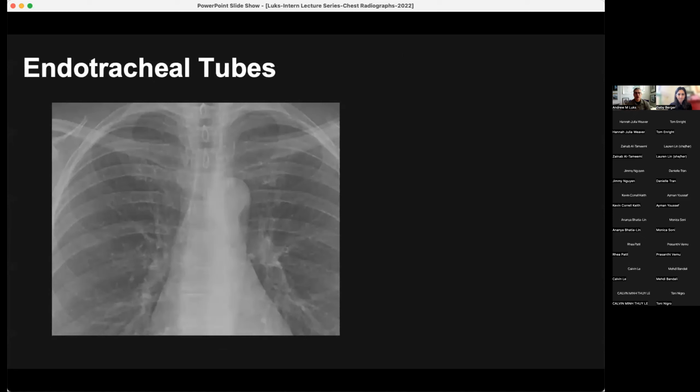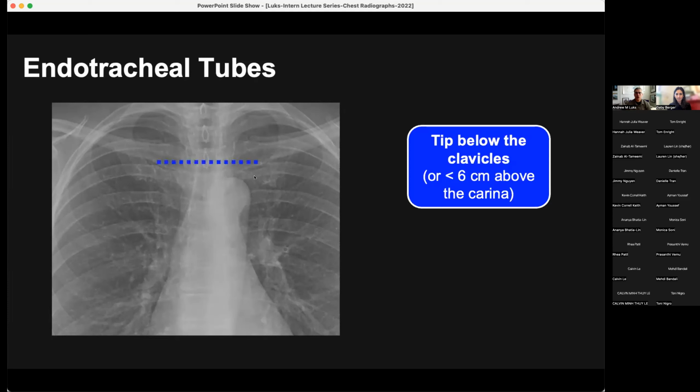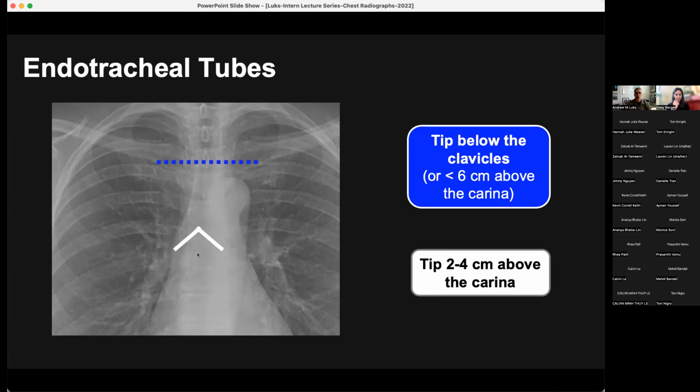Now, when you have patients that are in the ICU and get intubated, one of your tasks post-intubation is to look at where the tip of the endotracheal tube is located. Ideally, what you want to see is that the tip of the tube is below the clavicles or no more than 6 centimeters above the carina. And the reason is a tube that's too high increases the risk of an unplanned extubation, meaning that tube comes out in an unanticipated manner. And then you want to see the tip about 2 to 4 centimeters above the carina. If it's too deep, that increases the risk of a main stem intubation.